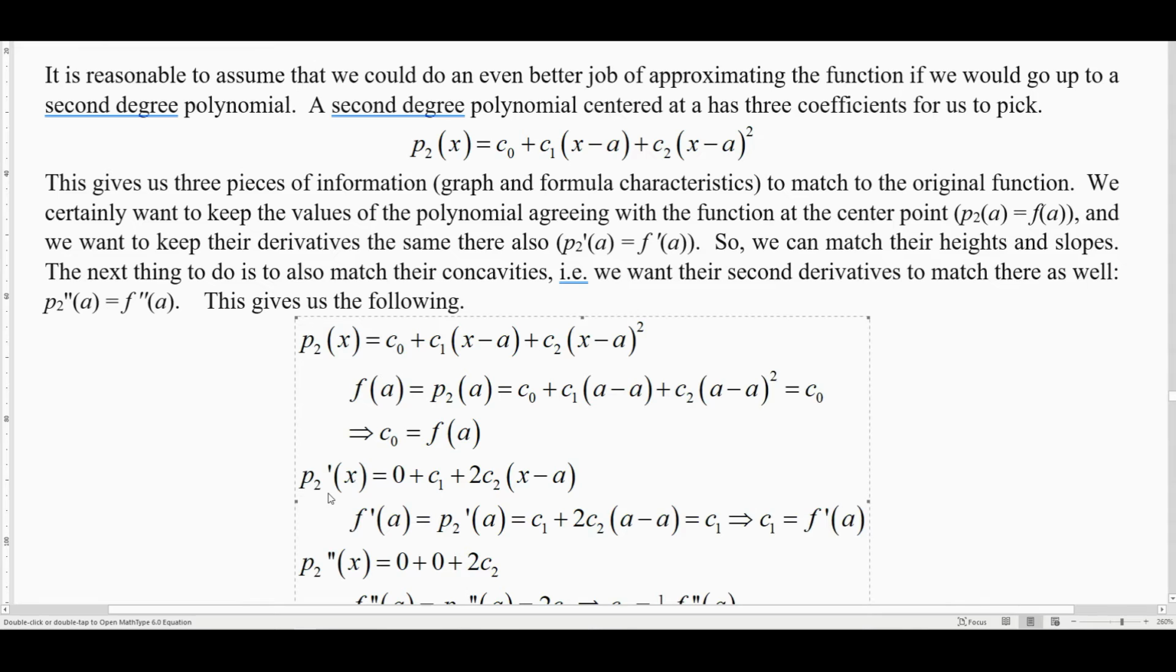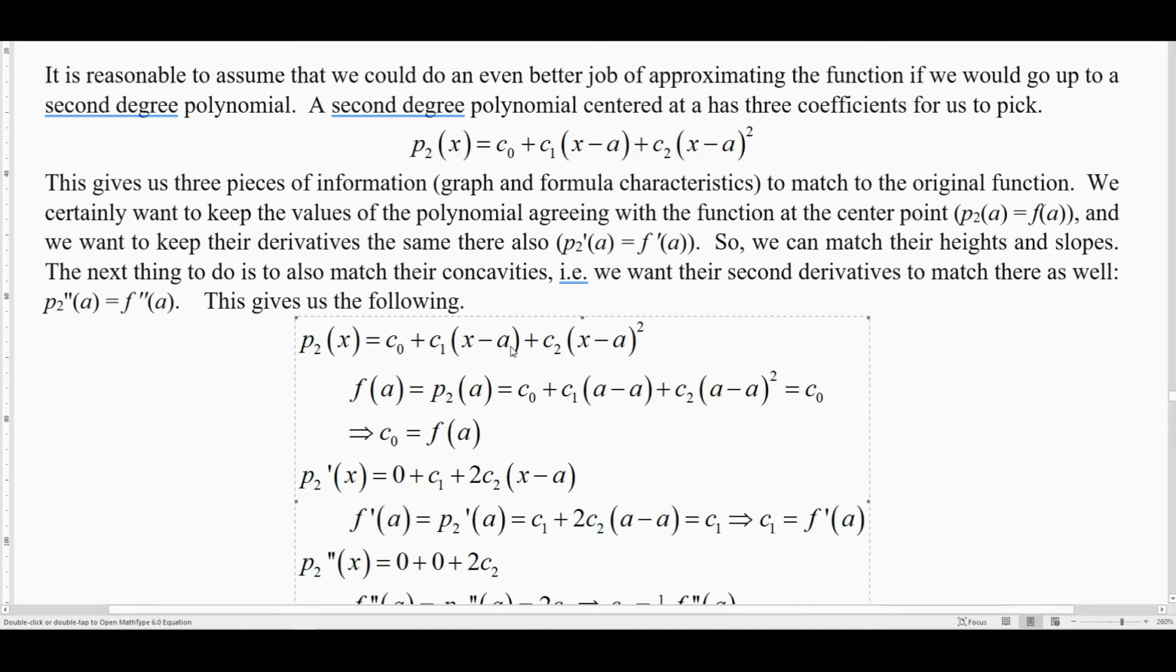Now what about that? We want the derivatives to match too. We'd like the slopes to match there. Well, take a derivative. The derivative of the constant term is 0. Derivative of this term is just c1. And we're basically doing a substitution. u equals x minus a. du over dx is just 1. So this is 2c2 times x minus a to the first power. All right, plug in x equals a. This term goes away. That's 0 there. And so you're just left with c1. So c1 is f prime of a. So once again, that c1 is our coefficient. That is our f prime of a.